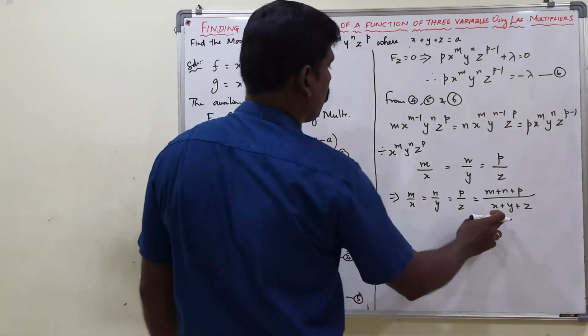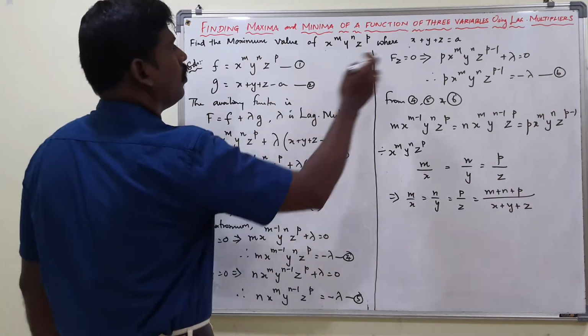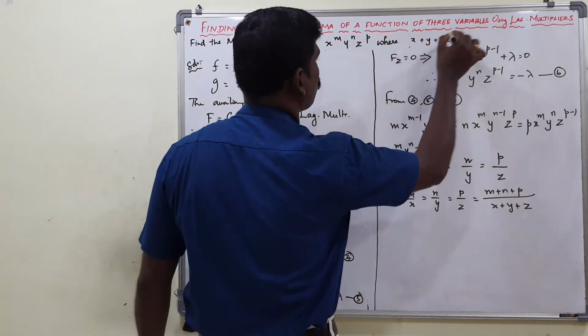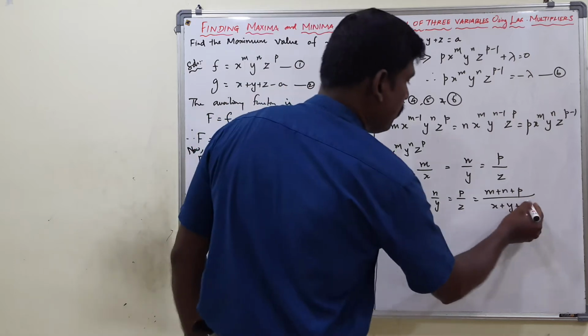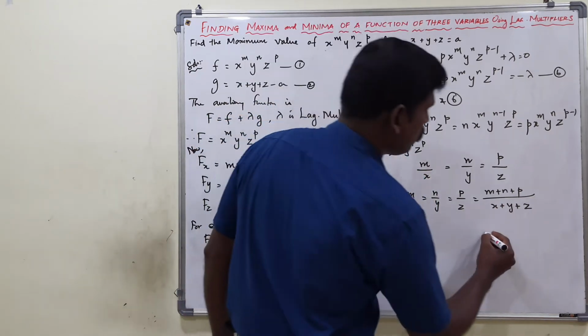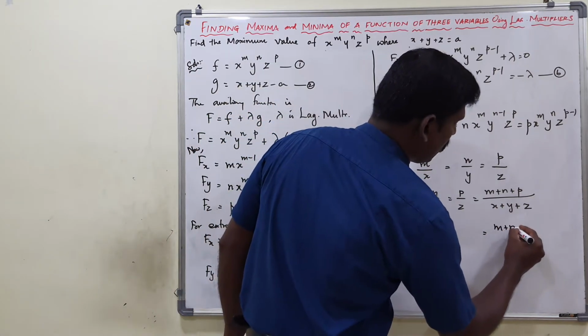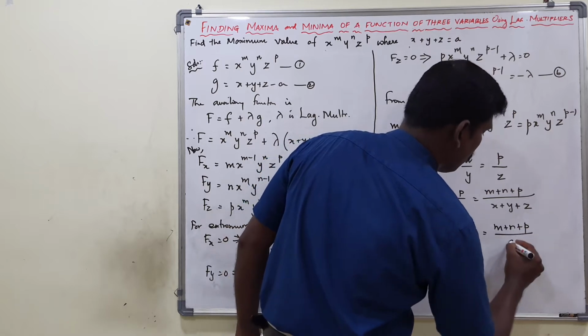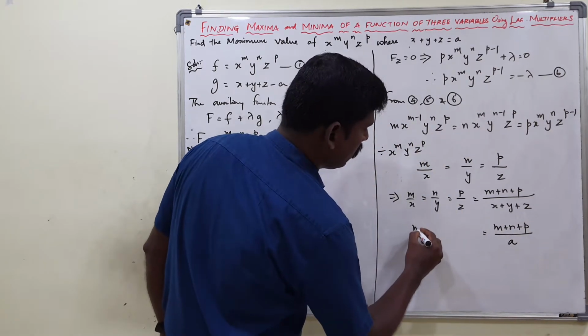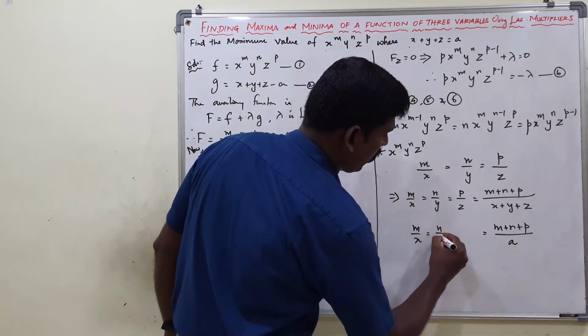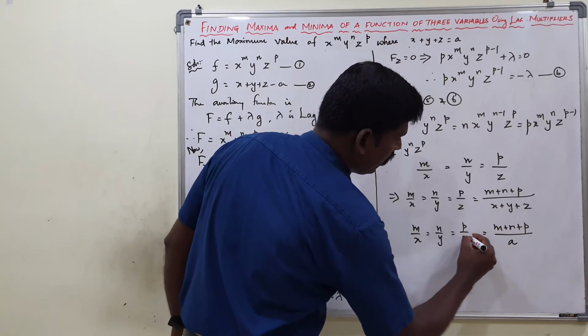Right. So what about x plus y plus z? From the given, x plus y plus z is equal to a, so this can be replaced by a. So that is equal to (m plus n plus p) by a is equal to m by x equal to n by y equal to p by z.